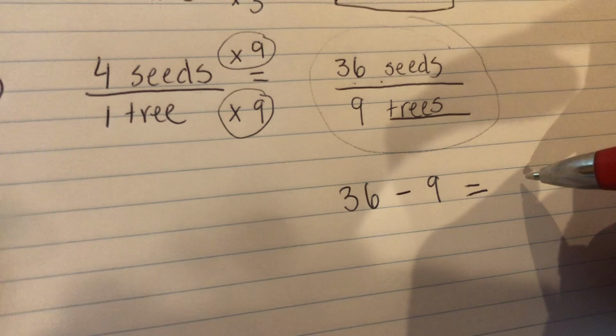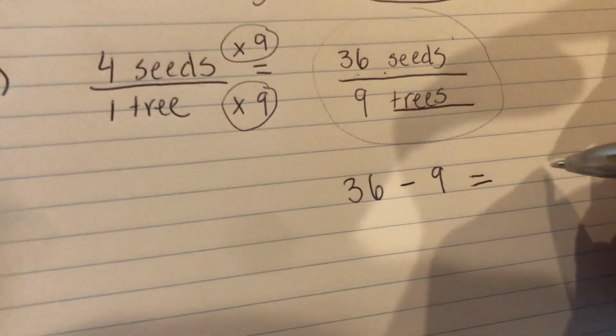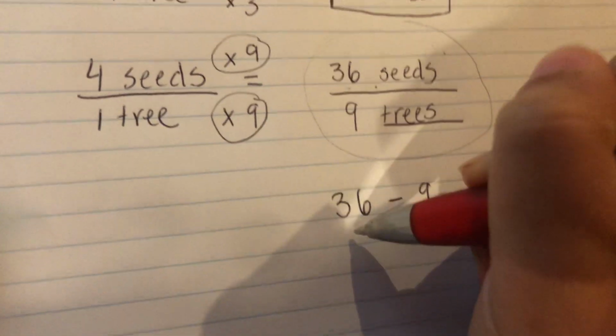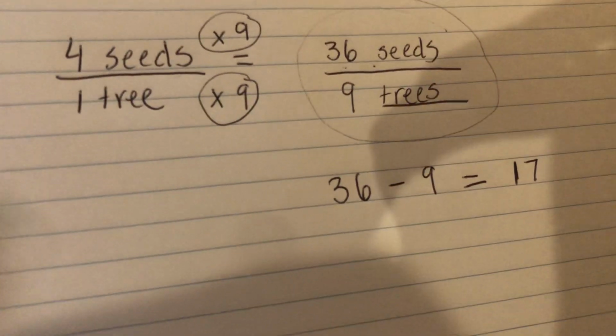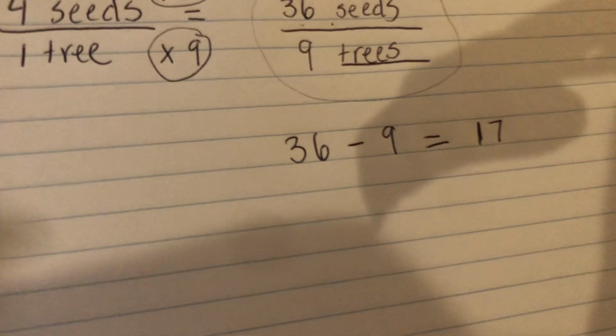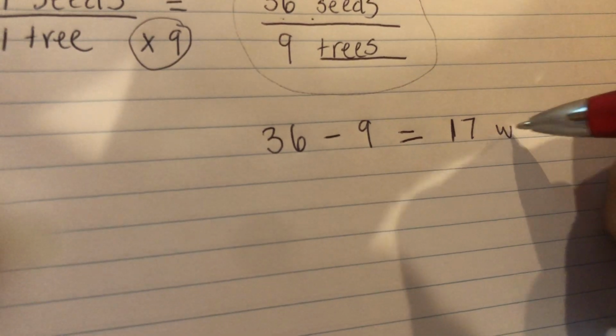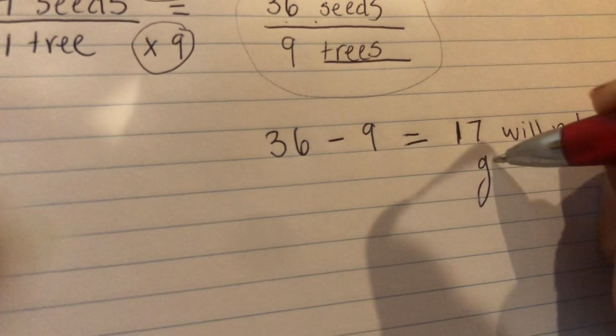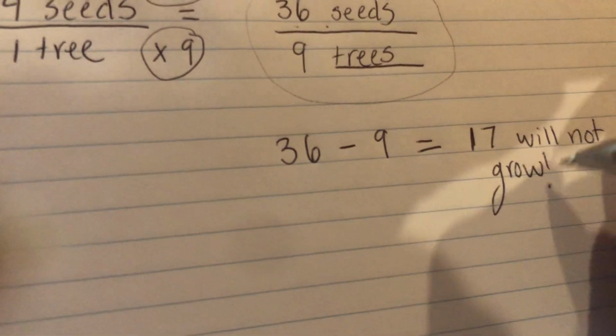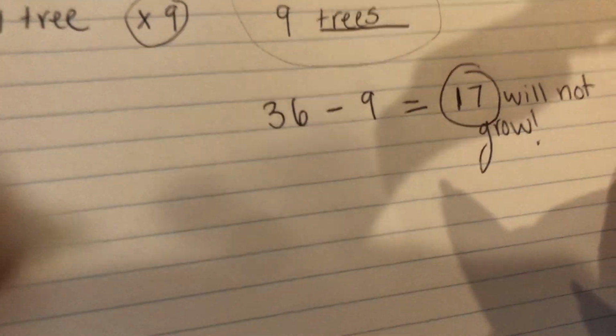Sorry, not 5. That's 7. This would give me 27. Whew, that took me a second. Oh my gosh. 27 will not grow. And that's going to be my answer, 27, right? Because that's how much is left over.